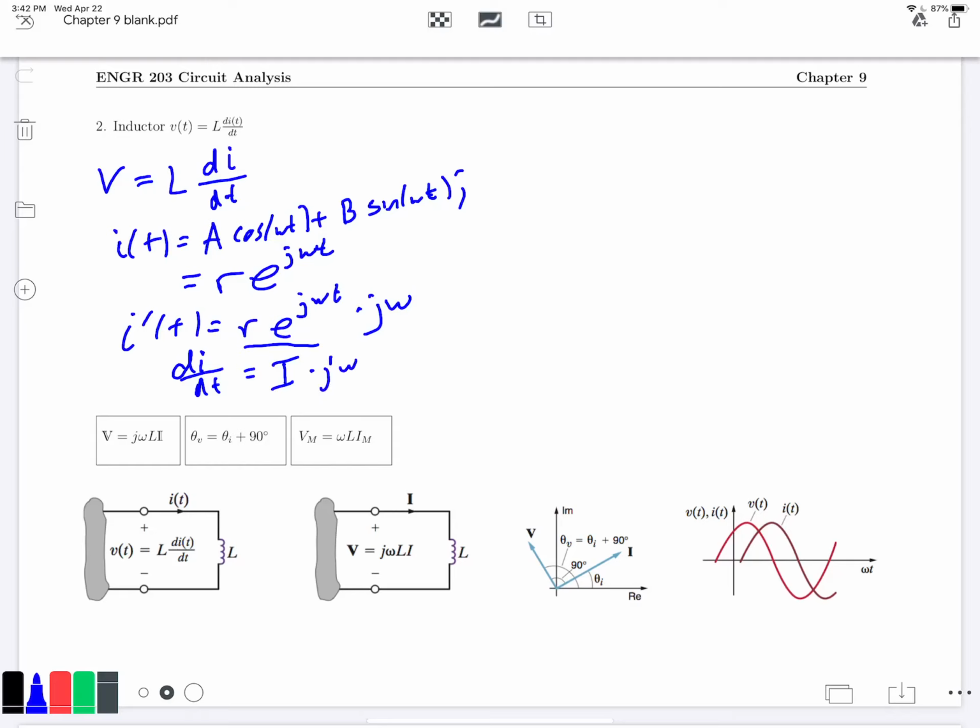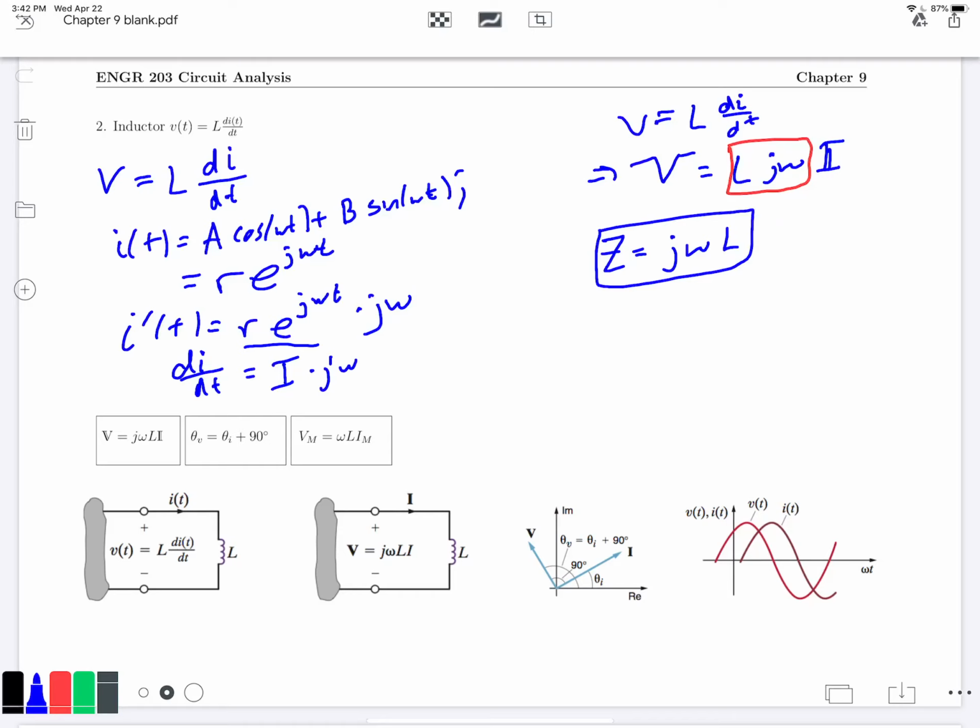So that means that if I have V is L di/dt, then in phasor notation, my phasor V is L times j omega times phasor I. This is how we're going to write phasor I here. And so that means that the thing that needs to be the Z here is this initial coefficient. So for an inductor, your impedance is j omega L. So if we're going to convert an inductor into a phasor inductor, we need to have j times omega times L.